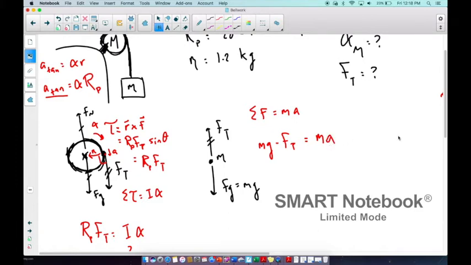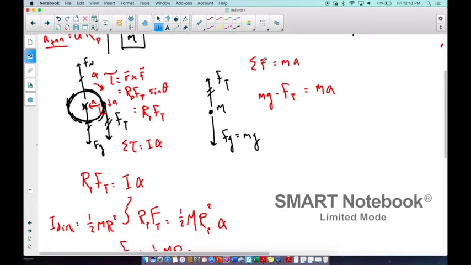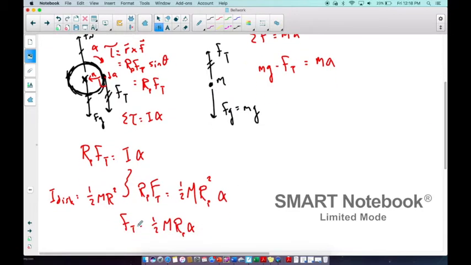Right now I have two equations. I have this equation, which describes, using Newton's second law, the motion of this object, and I have this equation using Newton's second law for rotation, describing the rotation of this object. So what I can do now is try to combine these equations. This is an expression for the tension force, so I could plug it in right here, couldn't I? So I could say that little mg minus 1/2 big M r alpha equals little m a.